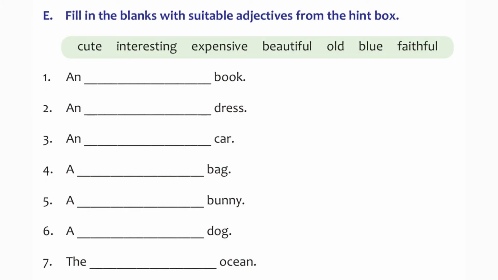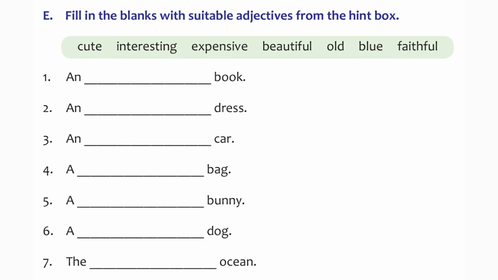Here, fill in the blanks with suitable adjectives from the hint box. So here, as you can see, there is a hint box that is given. So you have to pick up the right adjective that is suitable for each of these blanks. And carefully observe that each of these sentences start with the article an, a, and the. So remember, if it starts with an, that means the next word will be starting with a vowel sound, right?